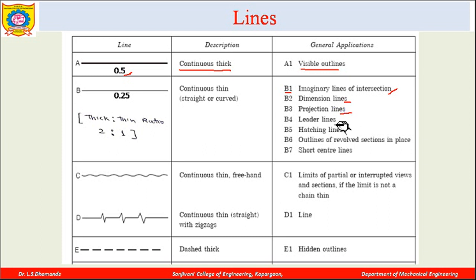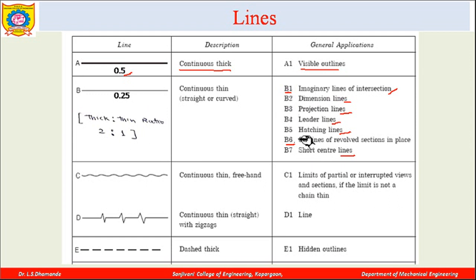Then B4 is the leader lines. We specify some data about a particular object by using a leader line, so that is B4. Hatching lines are used to show a sectional component; a section or cut section is generally shown by using hatching lines, which is B5. Then the outline of revolved sections in place is specified by B6, and the short center lines are specified by B7. So we have talked about these different lines.